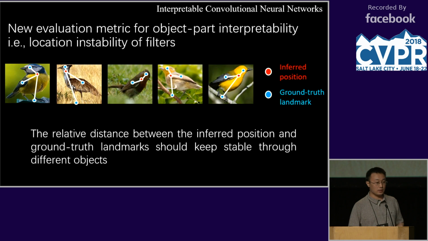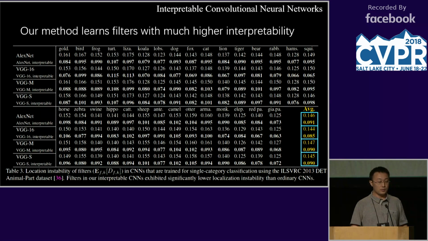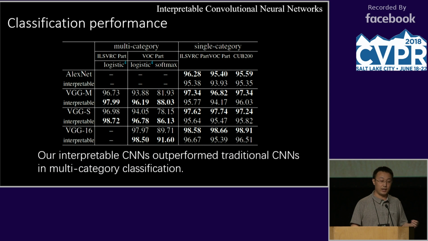We also propose a new evaluation metric for object part interpretability. That's the location instability of filters. We assume that if a filter represents a part, then the relative distance between the inferred position and some ground truth landmark should stay stable through different images. So our method shows much higher interpretability. That's much lower location instability than the traditional neural network. And in particular, for multi-class classification, our method outperforms the traditional convolutional neural network.